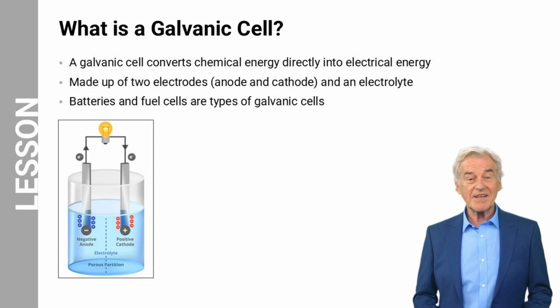Every galvanic cell has three main parts: two electrodes called the anode and cathode, and a special substance called an electrolyte. Many devices you use every day, like batteries in your phone or flashlight, are galvanic cells. Fuel cells, which we'll learn about later, are also galvanic cells.